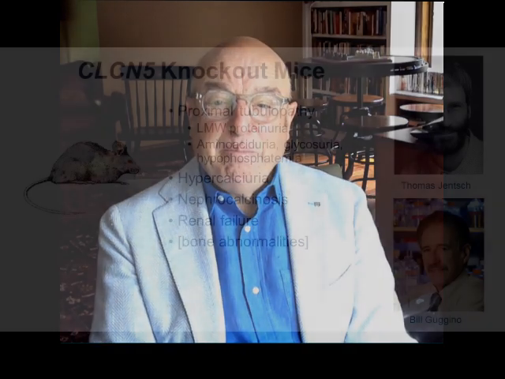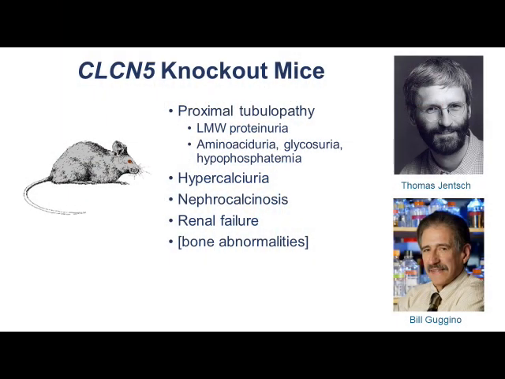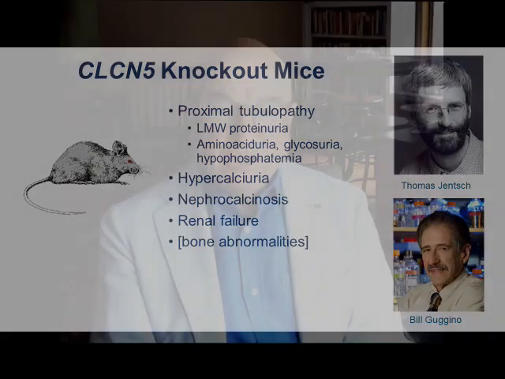We are also grateful to both Thomas Jentsch and Bill Guggino at Johns Hopkins, whose laboratories independently generated knockout mice of CLC5, fulfilling Koch's postulates by demonstrating that knocking this gene out in mice reproduced virtually all of the features of the human disease. It also provided a valuable animal model for studying the role of CLC5.